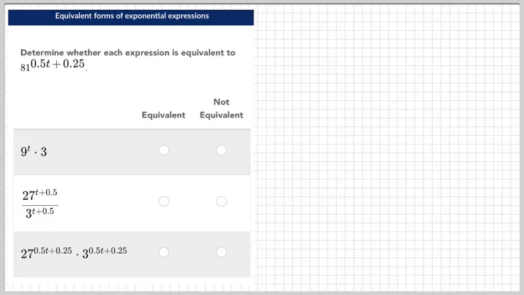I'm going to walk you guys through this one, all right? Let's look at this first one. Can I rewrite this base right here, the 81, so that it has a 9? Can I rewrite 81 as a base 9? Yes. Okay, what is 81 as a base 9?